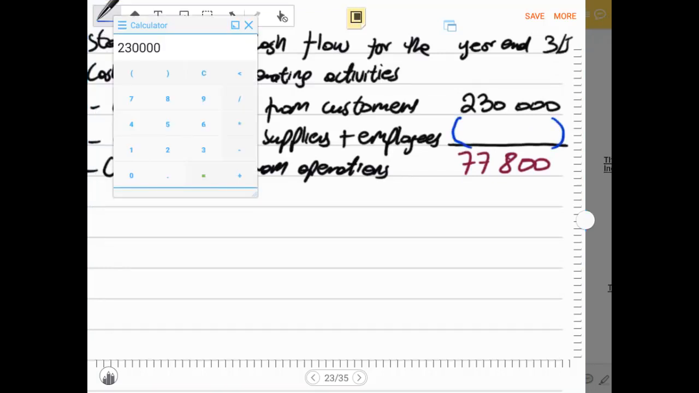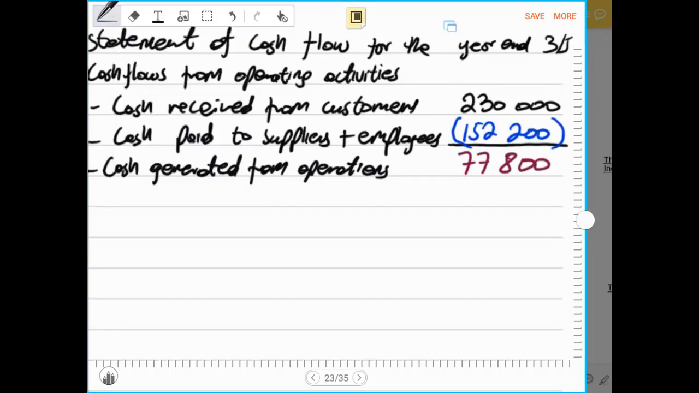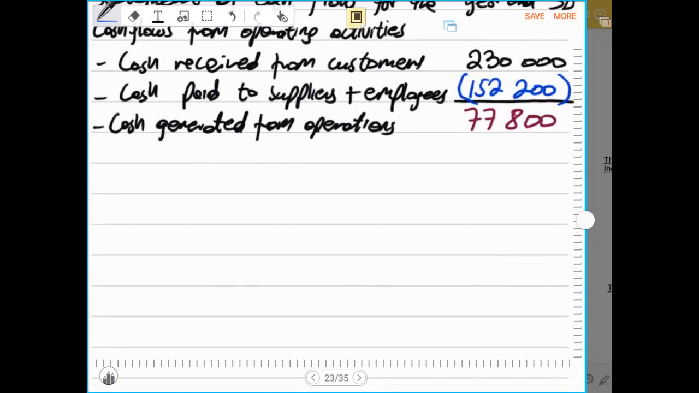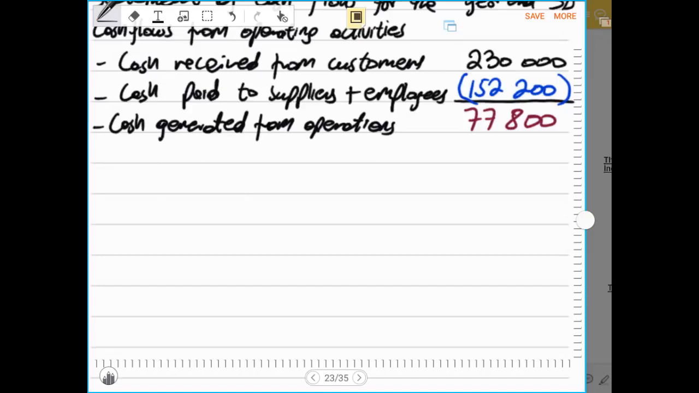The cash paid to suppliers and employees will be 230,000, which is cash received from customers, minus cash generated from operations of 77,800. That will give us 152,200 rands. That is how you calculate the cash paid to suppliers and employees. Then we proceed to the items that get recorded in the cash flow from investing activities.